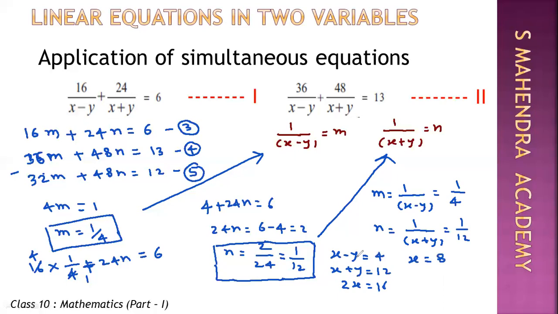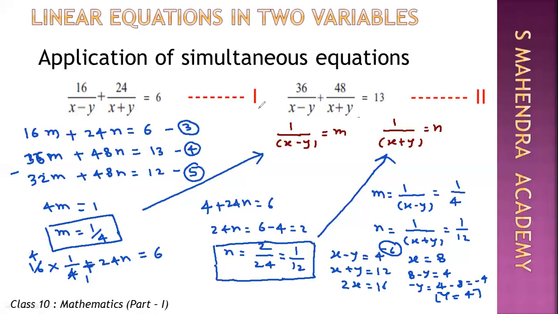And by substituting this value in equation number 6, we will get the value of y as 8 minus y is equal to 4. So minus y will be 4 minus 8, that will be minus 4, and y will be 4. So here we got the values of x and y. So the value of x is 8, and the value of y is 4.